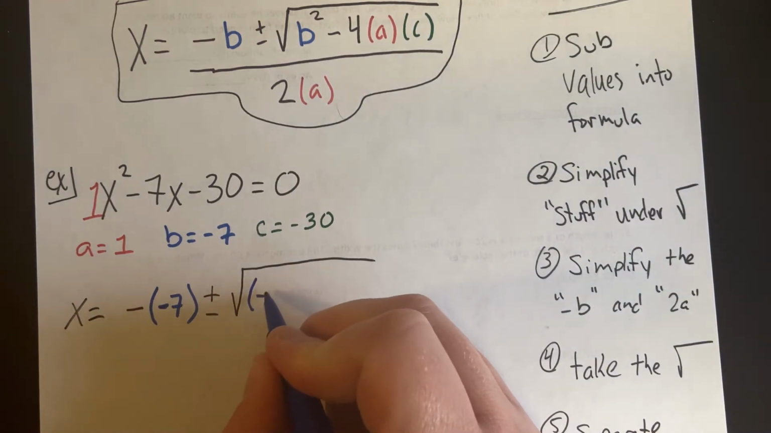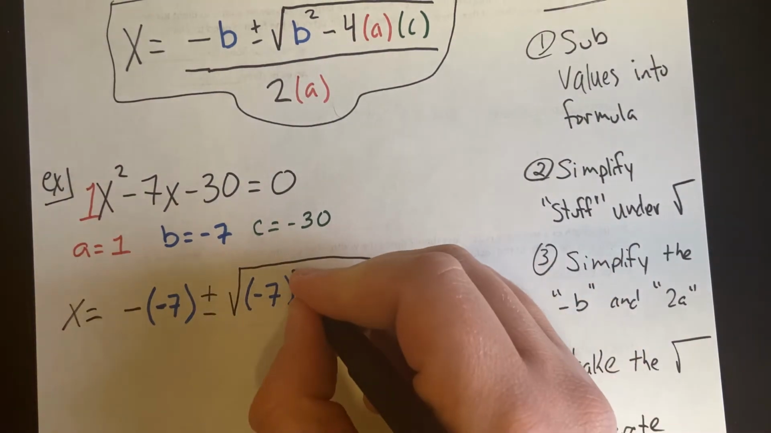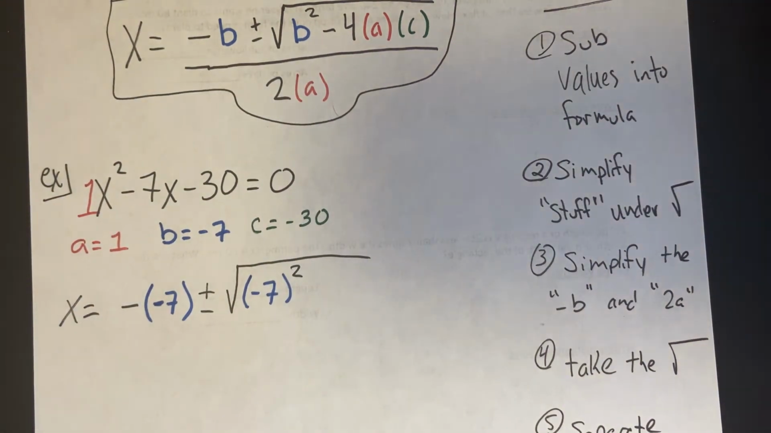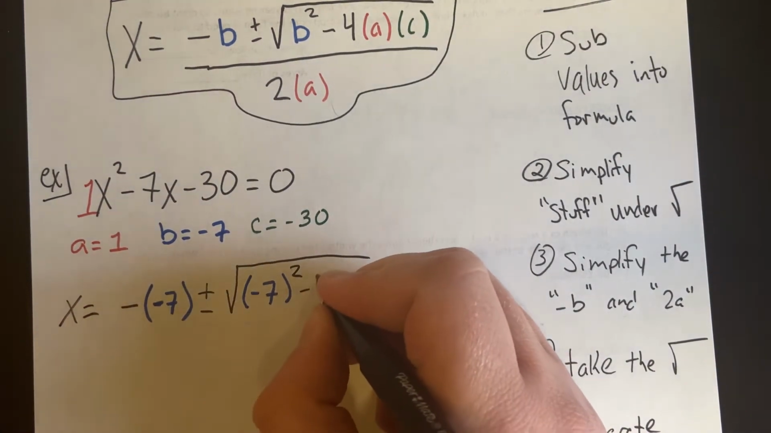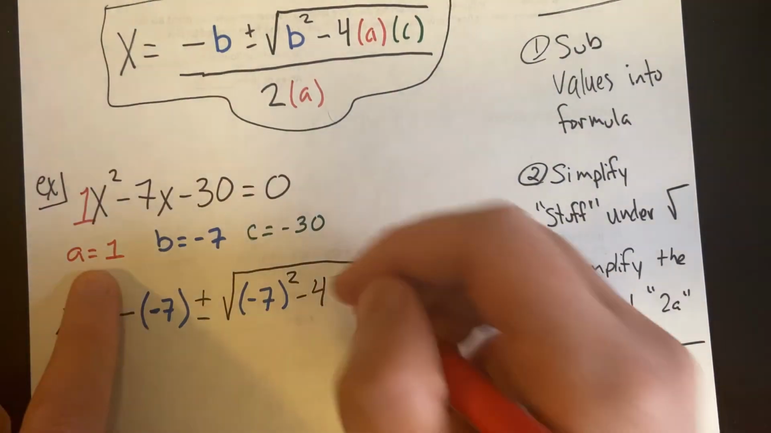Now, really pay attention to the parentheses. If we don't use parentheses there, we're going to be in trouble, okay? When we square a value, you really need to make sure you are using your parentheses, okay? Minus 4 times the value of A. Well, we found A to have a value of 1.